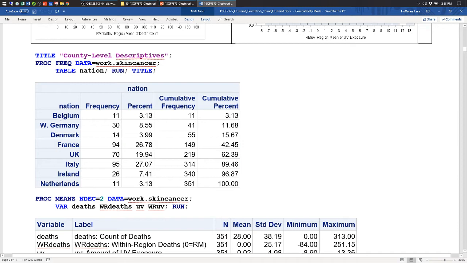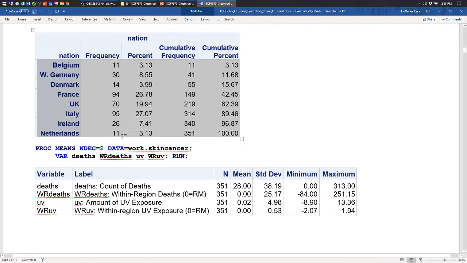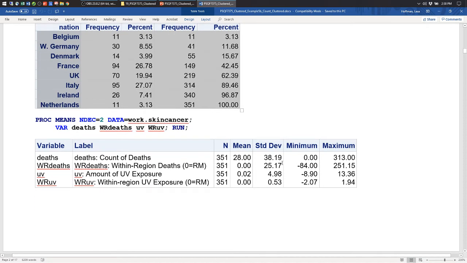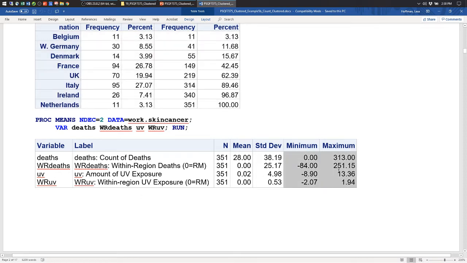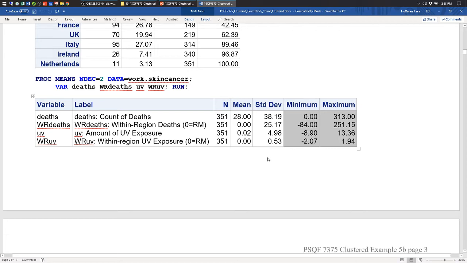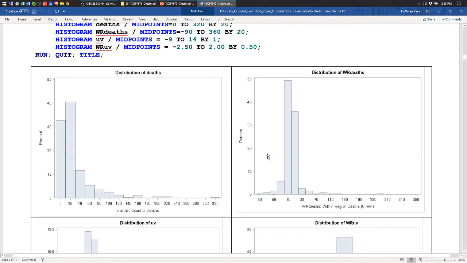Here are level 1 descriptives. These are the number of regions within each of these nations, as well as death count, the within region part of death count, so using group mean centering, and the same thing for UV. And I did that so I could make some pictures.